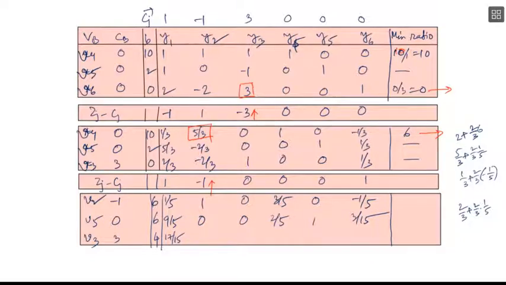Now it will be what? 0. It will be 1. It will be 0 plus 2/3 into 3 by 5, so it will be 2 by 5. It will be 0, and it is 1/3 plus 2/3 into minus 1 by 5, that is 3 by 15. Okay, now we calculate the Zj minus Cj's.